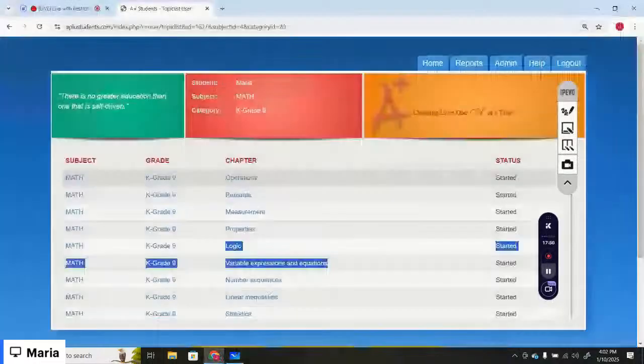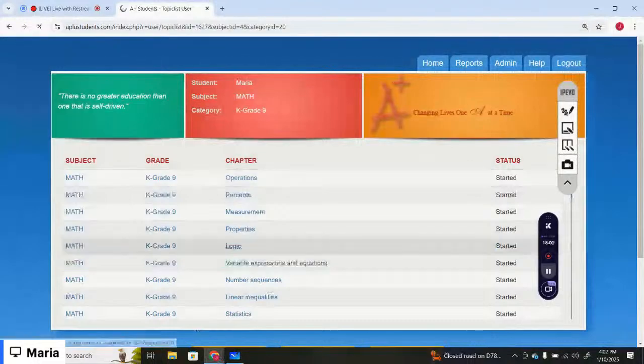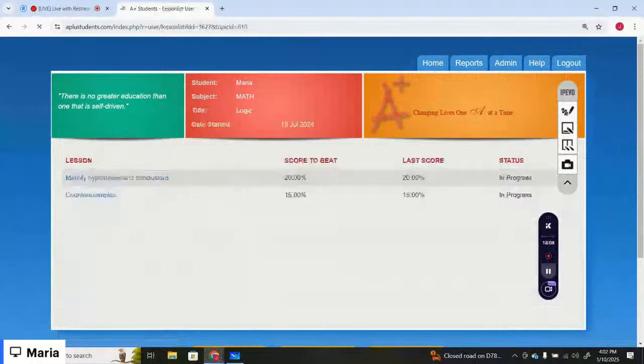So please make sure you have your notebook and pencil so that you can note down the important examples and definitions as well. So here I'm on grade 9 math. The chapter we're on right now is logic. Let's just start with the lesson. Let's just start with the first lesson as identify hypotheses and conclusions.